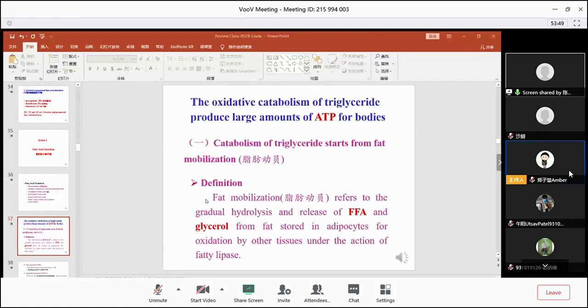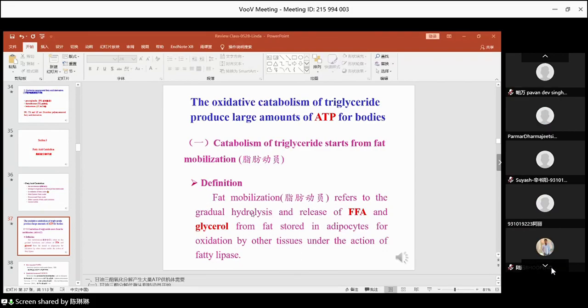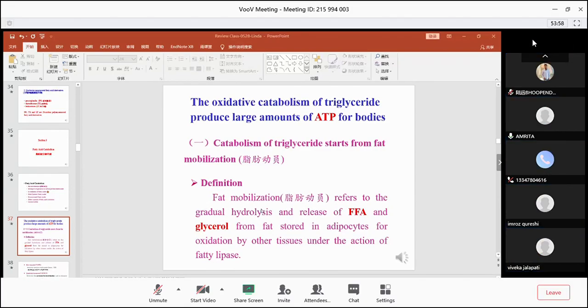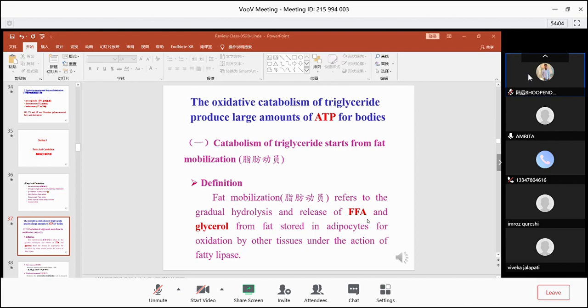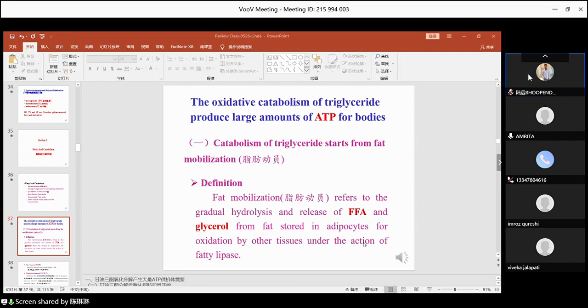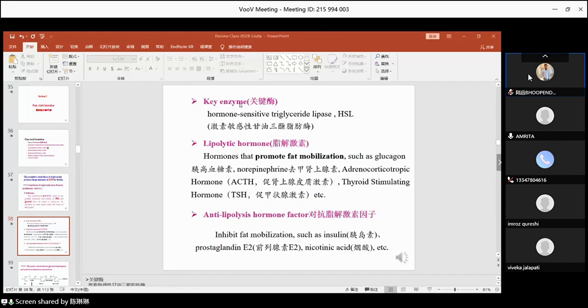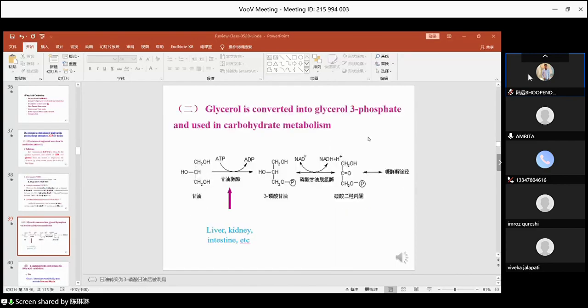Firstly, you should remember the definition of fat mobilization. It refers to the gradual hydrolysis and release of free fatty acids and glycerol from fats stored in adipocytes for oxidation by other tissues under the action of fat lipase. And remember the key enzyme in this process. Secondly, the glycerol is converted into glycerol 3-phosphate and used in carbohydrate metabolism.